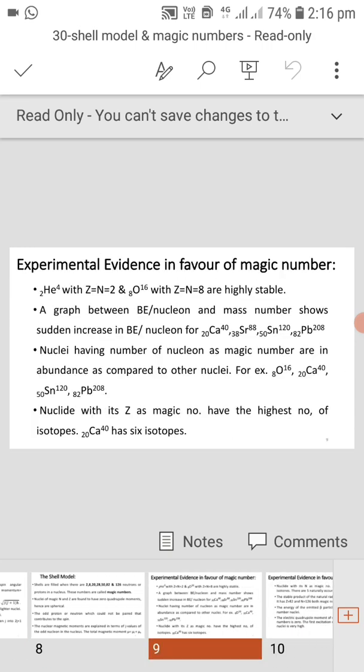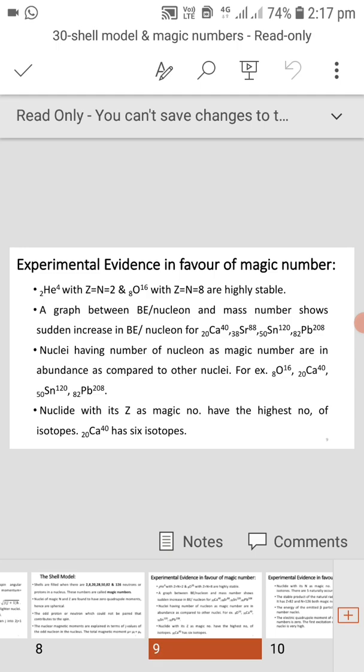Then what is the experimental evidence in favor of these magic numbers? Now we know that helium 4 has the proton and neutron numbers equal, that is, equal to 2, as well as oxygen, which also has the number of protons and number of neutrons equal to 8, and these are highly stable in nature.